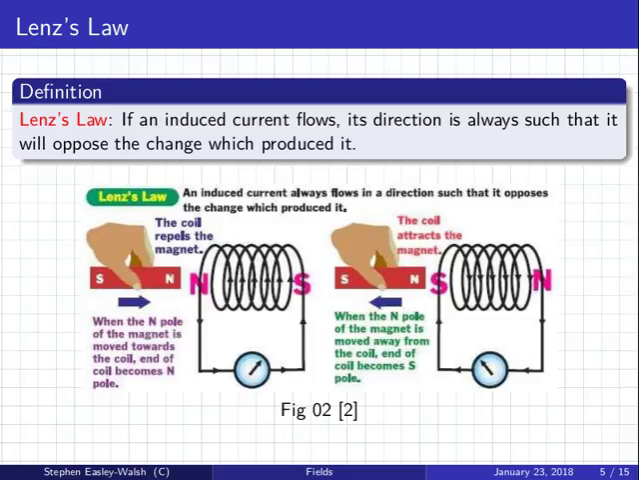But that's not part of Lenz's law. Lenz's law is just, if this is going in, then the current is going out. And if this is coming out, the current's going in. That's it. The induced current flows, its direction is always such that it will oppose the change which produced it. You know the word oppose? It means push against. Here the magnet is coming in, so it's like the current is pushing out. Do you understand? And here the magnet is leaving, so it's like the current is pulling in. That's what oppose means, acting opposite.